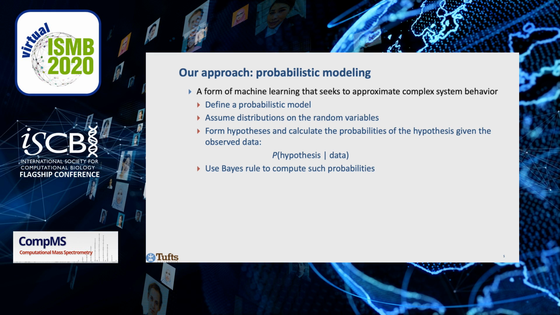To solve this problem, we will use probabilistic modeling. Probabilistic modeling involves several steps. First, we define a model using random variables. Our model captures relationships between pathways, metabolites, and their masses. We then make assumptions about distributions on the random variables. Once we have a model and model parameters, we can then form hypotheses and calculate the probabilities of the hypotheses given the observed data. We could use Bayes' rule to compute such probabilities.